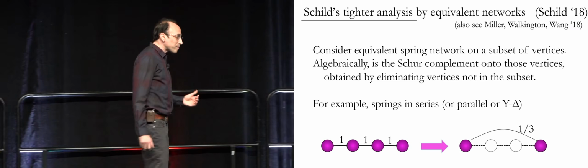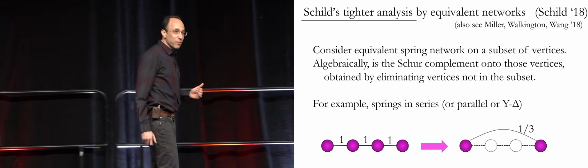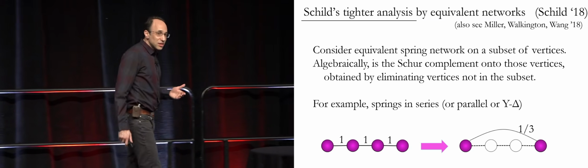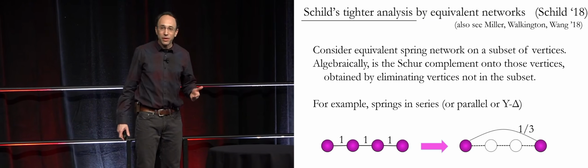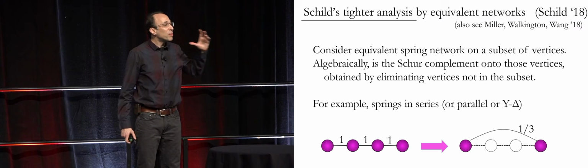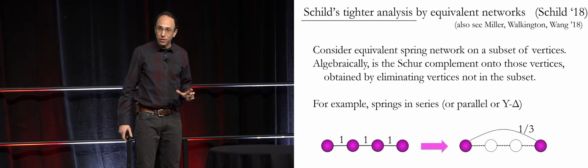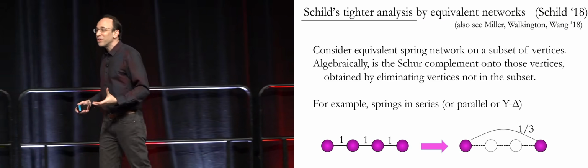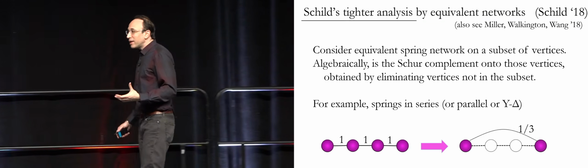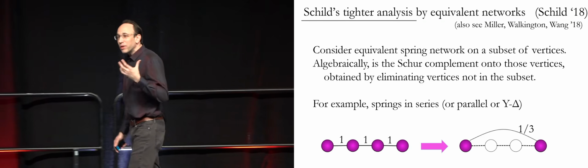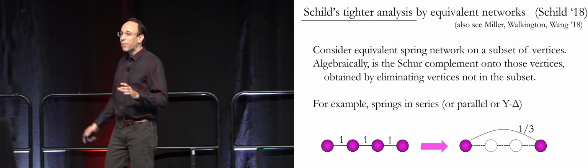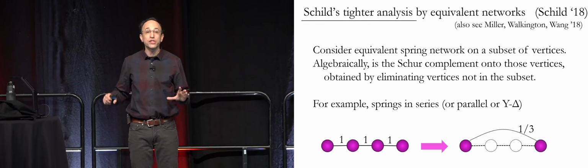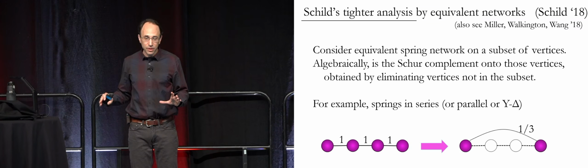So to explain it, I need to tell you a little about equivalent networks. So physicists consider these. They say, let's say you have a spring network, and you want to understand how it behaves just on a subset of the nodes. So they consider eliminating the other nodes that you don't care about. And they know that you can actually understand this network on the nodes you care about by eliminating the others and drawing another spring network. So when you eliminate nodes, you actually get another spring network.